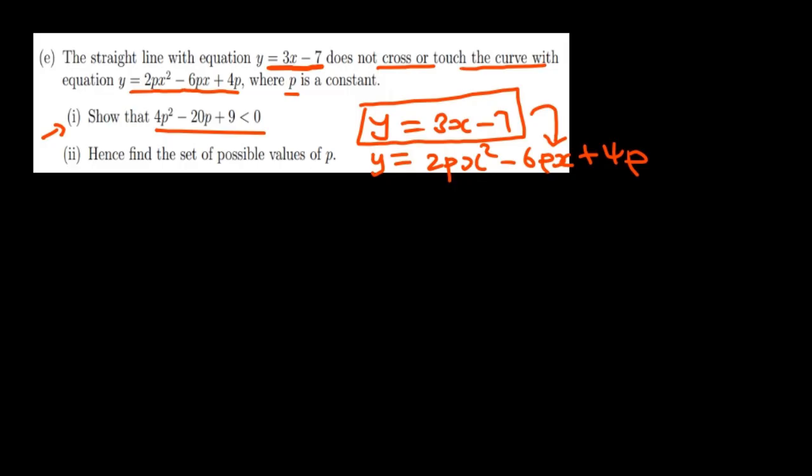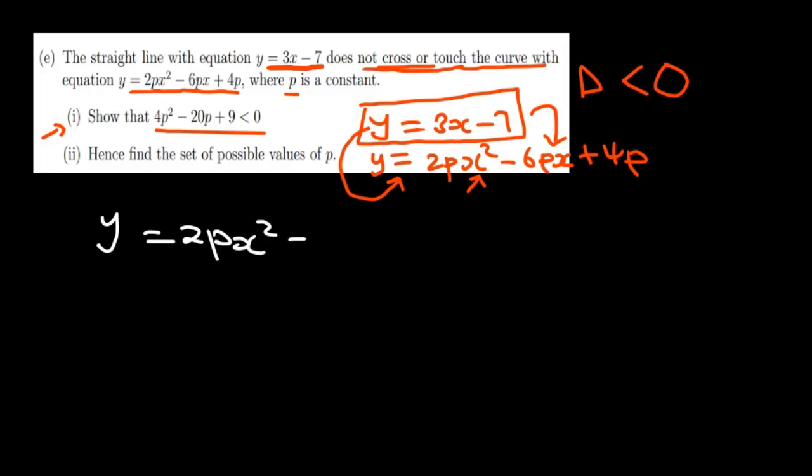So now notice what we've been told. We've been told that this line with the equation 3x minus 7 does not cross or touch this curve here. So what does that mean? It means when I substitute this equation of a straight line into this curve here, the quadratic equation that I'm going to have, or the final result that I'm going to have, will not have a solution. And we know that a quadratic equation, if it does not have a solution, then the discriminant is less than what? 0. Okay, so let's substitute.